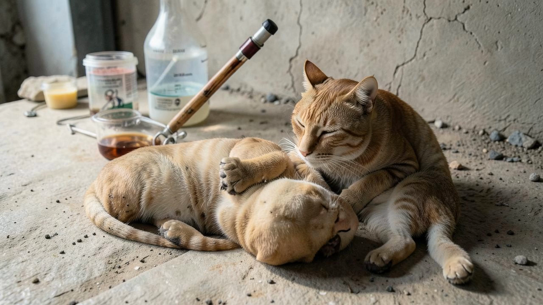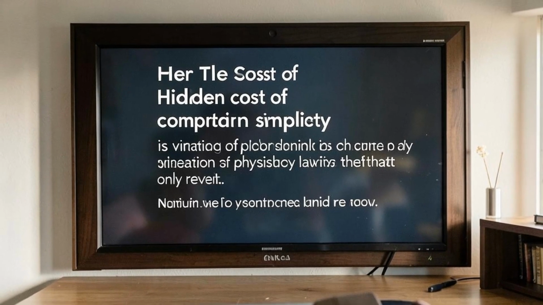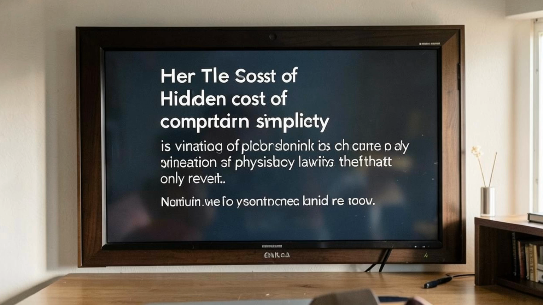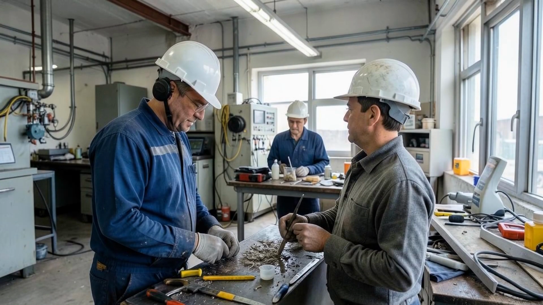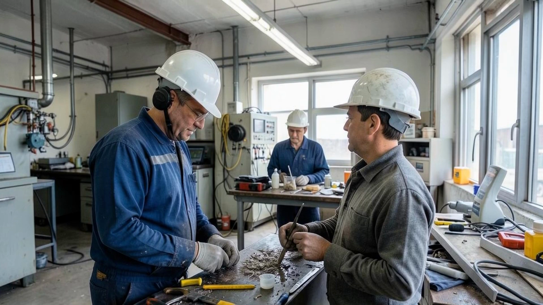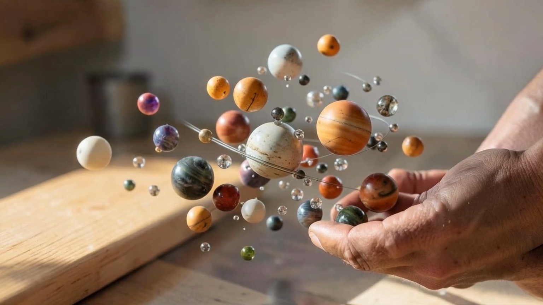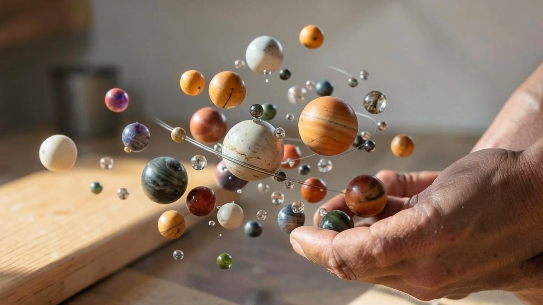This insight reshapes our understanding of why certain simulations feel wrong, even when they look visually correct on screen for short durations. The hidden cost of computational simplicity is a violation of physical law that only reveals itself over time. Engineers who understand this distinction can choose the right tool for the job, avoiding the trap of using a method designed for bouncing balls to simulate planetary motion where every joule matters.